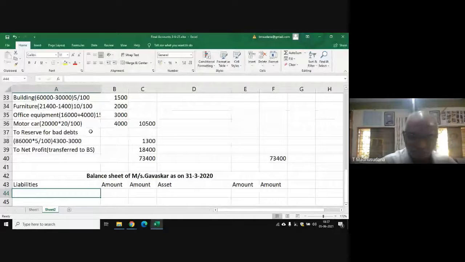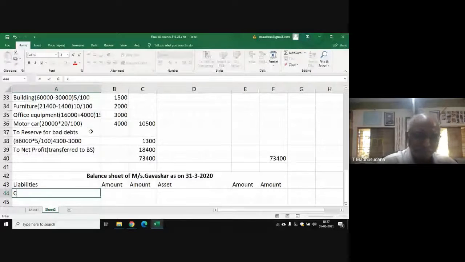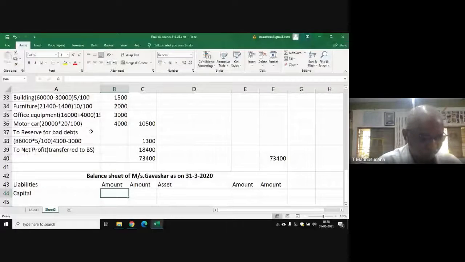In the liability side, the first item is capital. In the balance sheet, we should not start with "To" and "By". Those words should not be used in the balance sheet. So capital. For capital, there will be an adjustment. Therefore, it is to be entered in the inner column: 1,62,000.